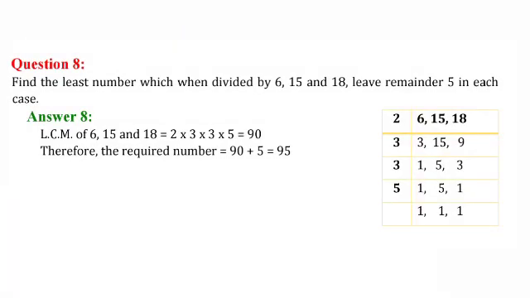Eighth question: find the least number which when divided by 6, 15 and 18 leaves remainder 5 in each case. We have to find the LCM of these 3 numbers. So our LCM is 90. Therefore, the required number is 90 plus 5, which is equal to 95.